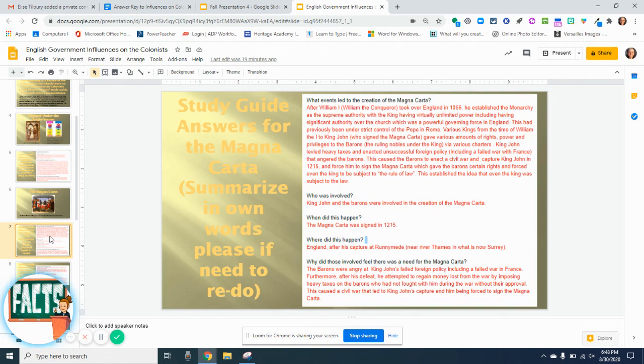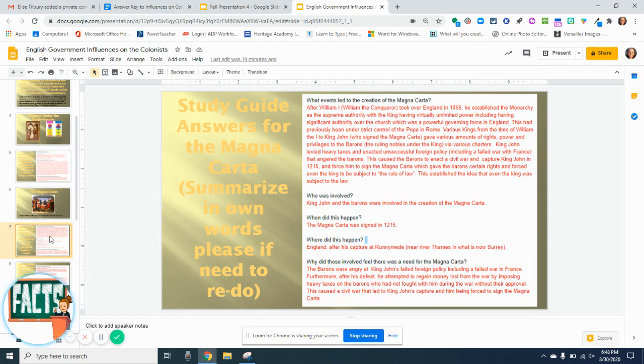Why did those involved feel there was a need for the Magna Carta? So the barons were angry that King John failed in his foreign policy, including a failed war with France. Furthermore, after he was defeated, he attempted to regain the money he lost by imposing taxes on the barons who had not fought with him during the war, and he did this without their approval.